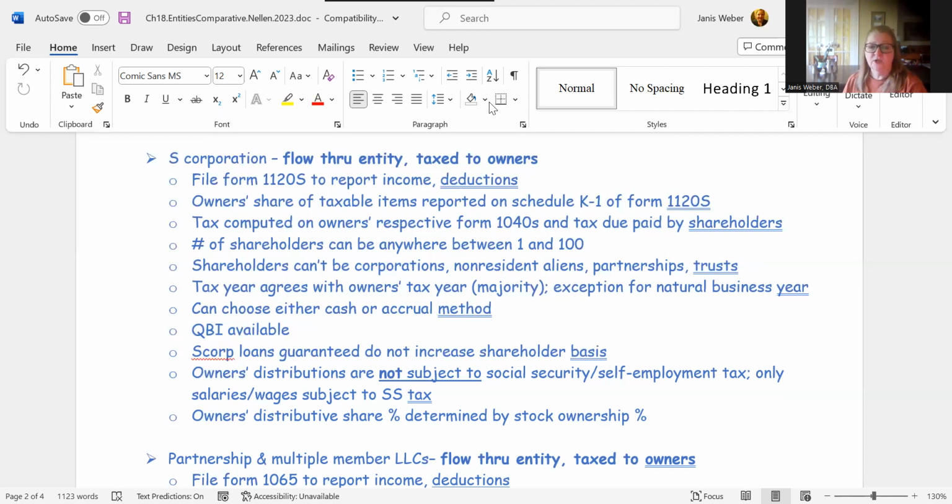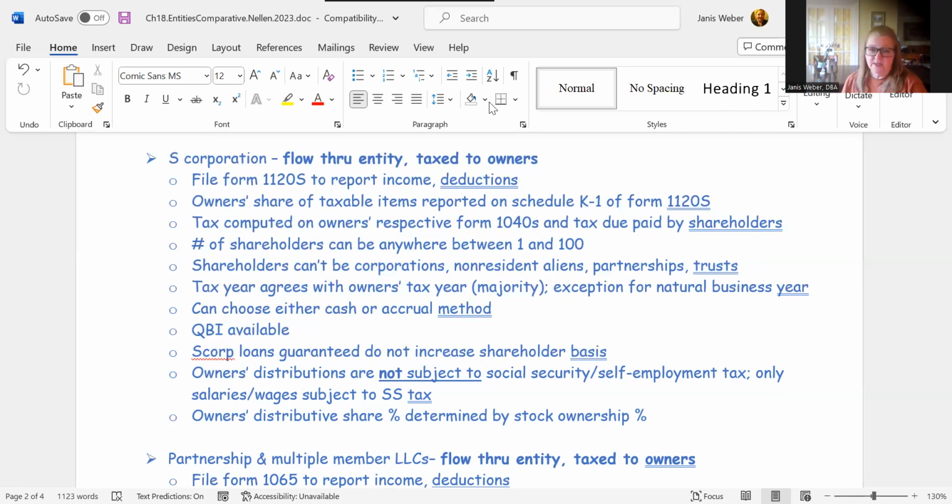And you can choose cash or accrual, but of course, you never go cash if you have inventory, because you have to at least go modified cash in order to account for the inventory on the accrual basis. And then QBI is available. The qualified business income deduction can be taken on S corporations.